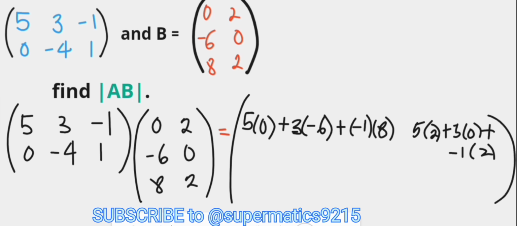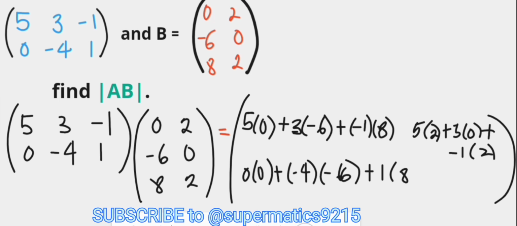We then move to the next row with 0 multiplying 0, that's the first column, added to negative 4 multiplying negative 6, and that added to 1 multiplying 8. Then for the second column, we have 0 multiplying 2 added to negative 4 multiplying 0 and added to 1 multiplying 2.